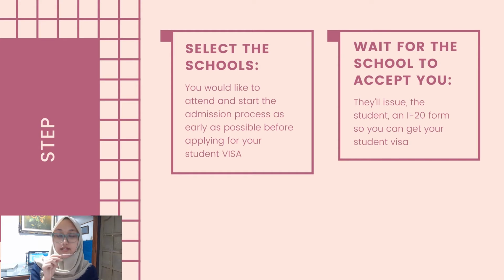The first step is to select the school you would like to attend and start the admission process as early as possible before applying for your student visa. And the second step is to wait for the school to accept you. They'll issue the student an I-20 form so you can get your student visa.